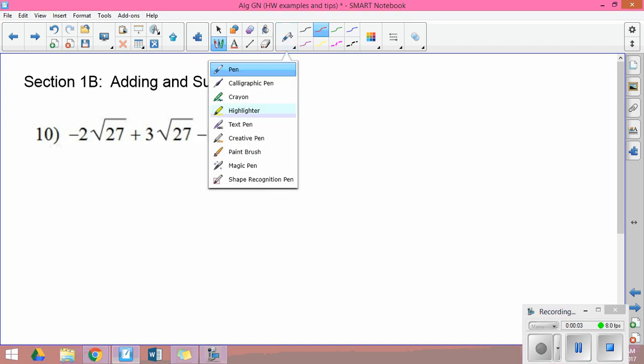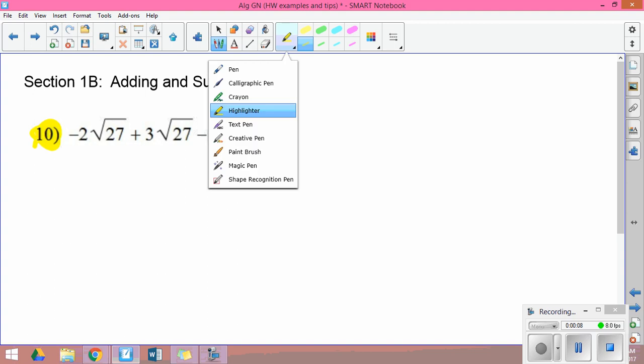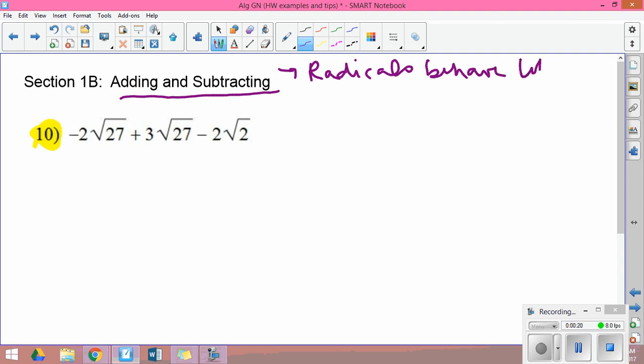Now we're going to move down to homework problem number 10, and we're going to look at operations with radicals in them. When we're adding or subtracting, radicals behave like variables. So if you're ever wondering if you could add or subtract something, just think about if they were variables.